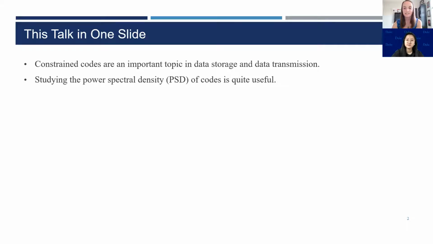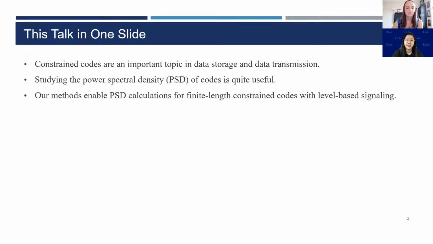It is required in these applications that the code be DC-free. So using the power spectra density to view whether or not there is discrete power at 0 hertz is a simple way to verify whether or not that constraint is met. Even more so, the width of the dip in the PSD around 0 hertz can be considered.